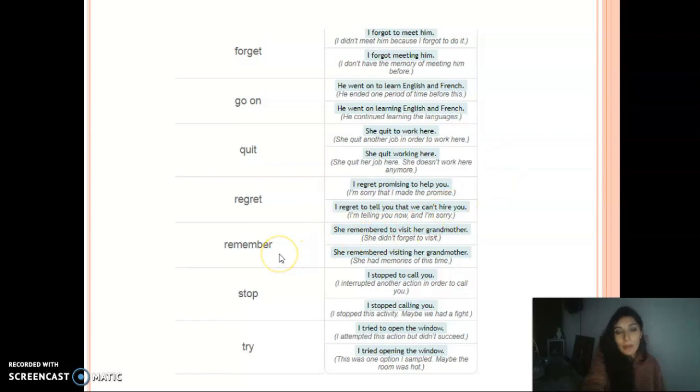So with the verb remember, it says she remembered to visit her grandmother. It means she didn't forget to visit. She remembered visiting her grandmother. With gerund, it means she had memories of this time. So you are aware now of the differences when we use the same verb with a gerund and with an infinitive. It changes in this special case of these verbs.